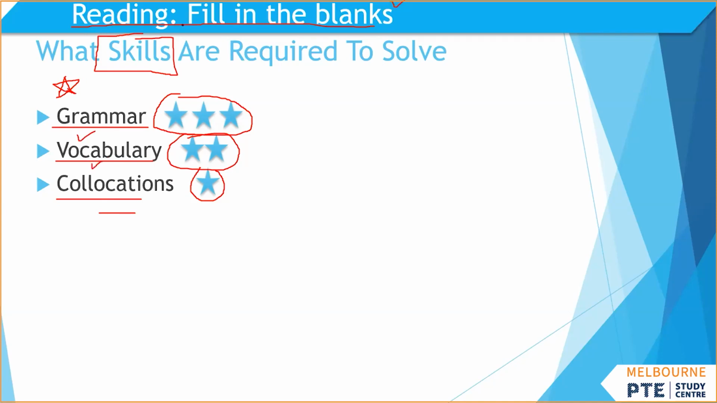So in today's discussion, when we are discussing reading FIB, I will tell you about collocations and also about vocabulary, but we will have a detailed discussion on grammar. And then when we get to reading and writing fill in the blanks, we will also discuss collocations in detail by doing some questions and exercises. Okay, now let's have a look at vocabulary first.